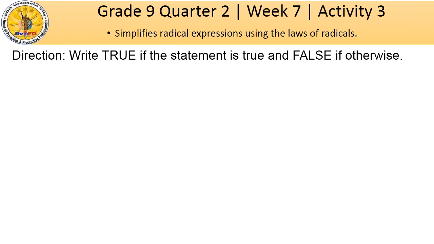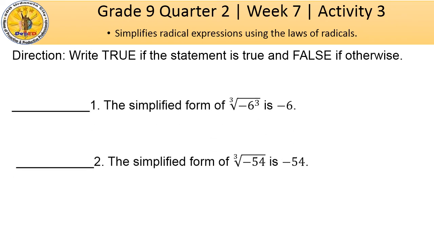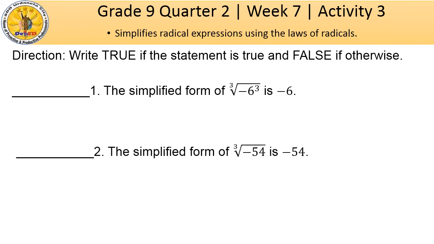Last activity. Write true if the statement is true and false if it is false. Number 1. The simplified form of cube root of negative 6 cubed is negative 6. Solve muna natin. Cancel cube root and exponent 3. It equals to negative 6. So number 1 statement is definitely true.